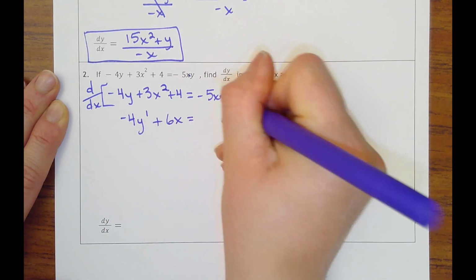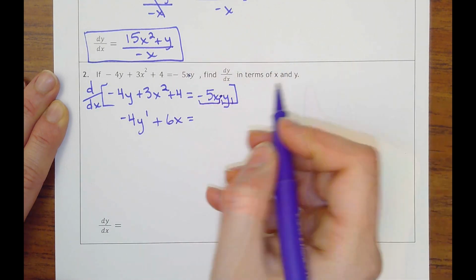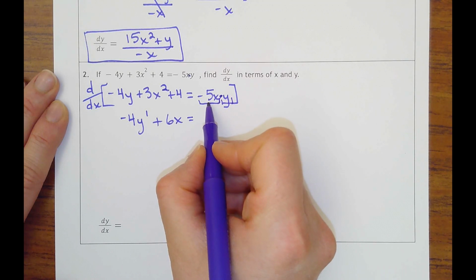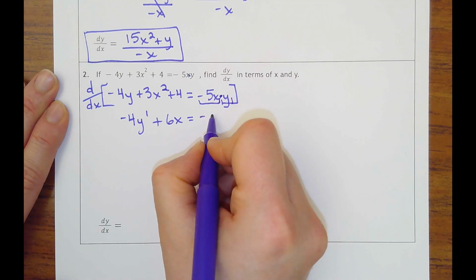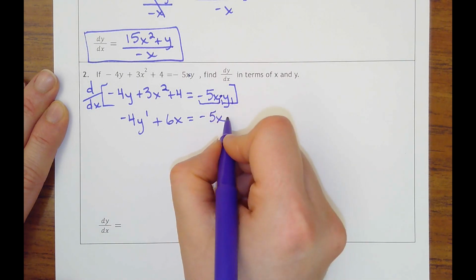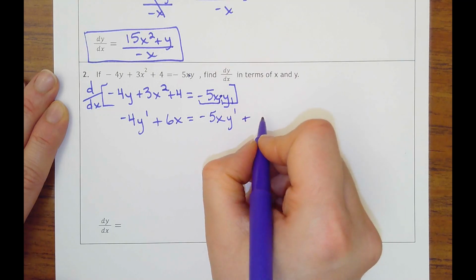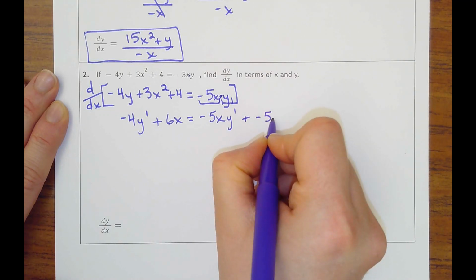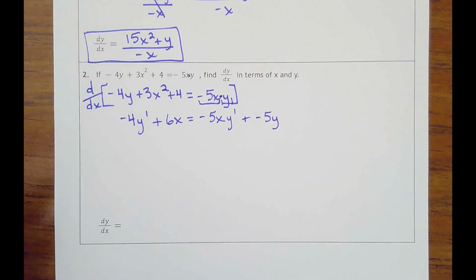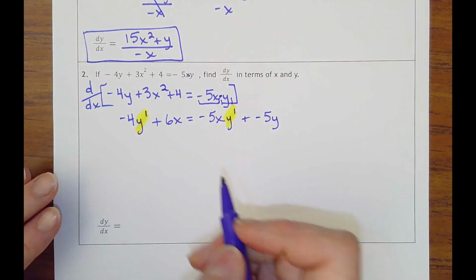Okay, product rule. I'm going to keep this negative 5x as one piece times y. So first thing I'm going to do is keep the negative 5x times the derivative of y, which would just be y prime, plus the derivative of negative 5x, which is negative 5, times just y.